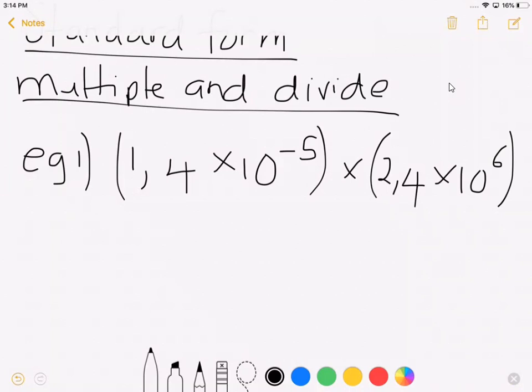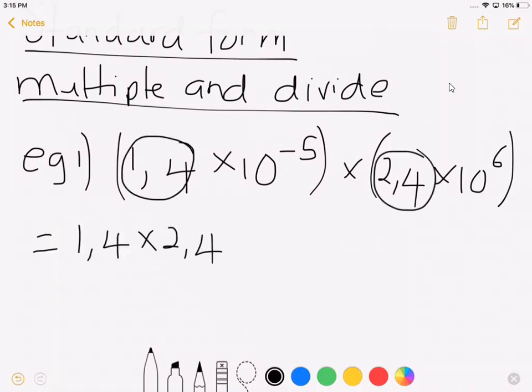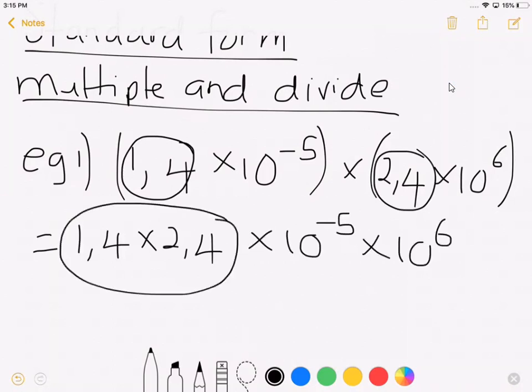So what we are going to do is group the like terms, and I'm going to multiply. What you need to do here is multiply the numbers without the power on their own, and multiply the numbers that are in base 10 on their own. In other words, 1,4 multiplied by 2,4. You multiply the numbers without the power on their own. Then I'm going to multiply the numbers with the powers also on their own.